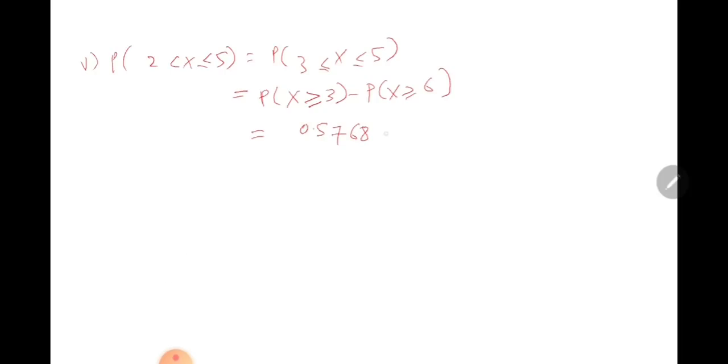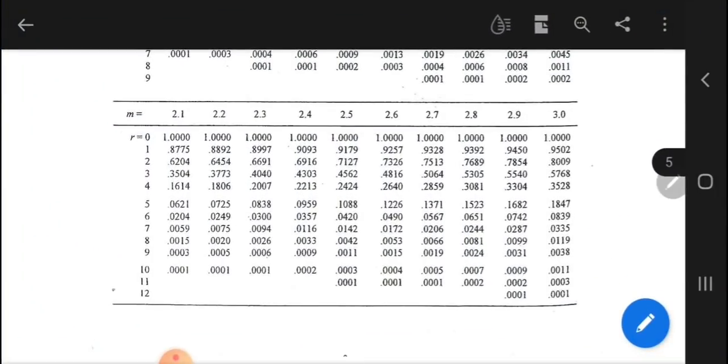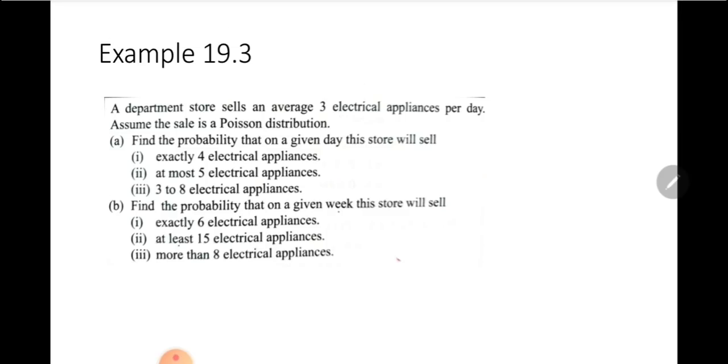You subtract Px greater than 6, what do you have? 0.0839. So you will get 0.4929. Okay, that's it. Enough. The others are all kind of the same. Okay, let's have a look at another example.